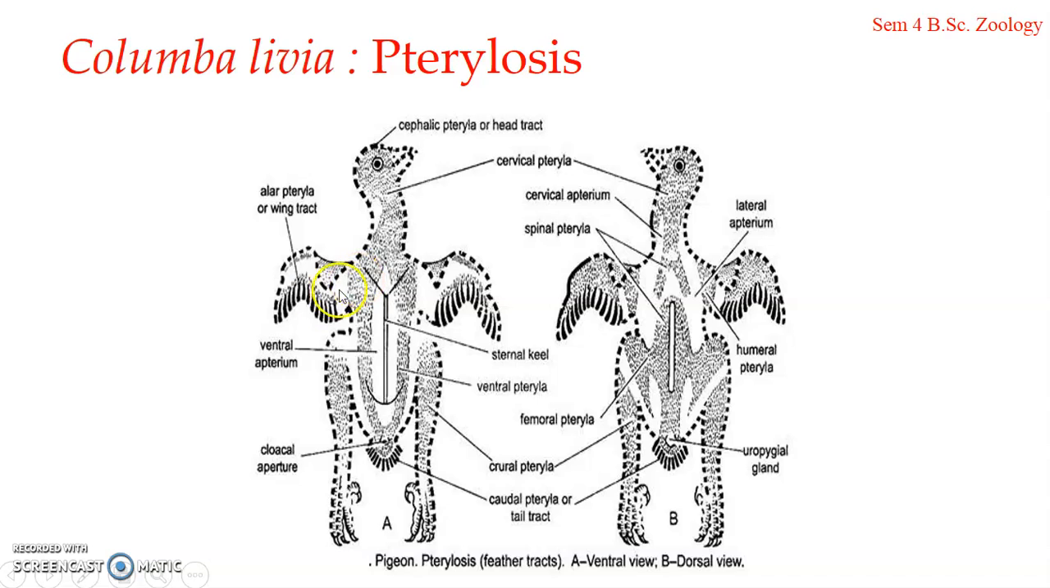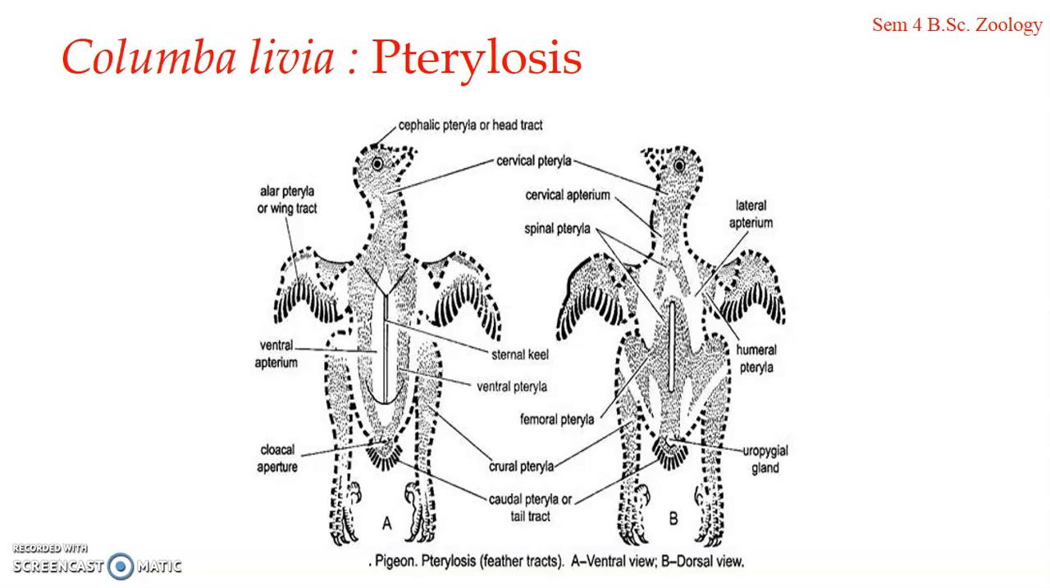Then we have the alar pteryla, the ventral pteryla. Then we have the spinal pteryla, femoral pteryla, and crural pteryla, and then we have the caudal pteryla. Okay, these are the major pteryla or the feather tracks on the body of the pigeons. Okay, so this is about the pterylosis, or the arrangement of the feathers on the body of the Columba livia.